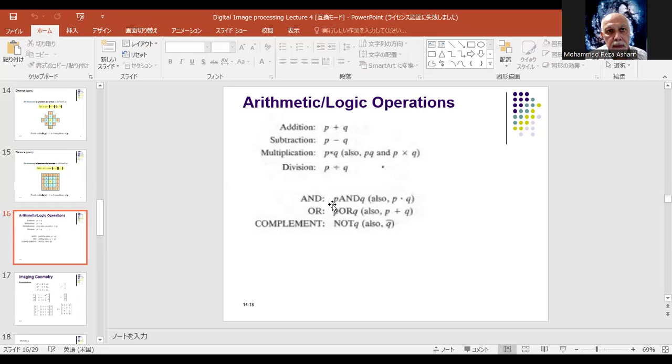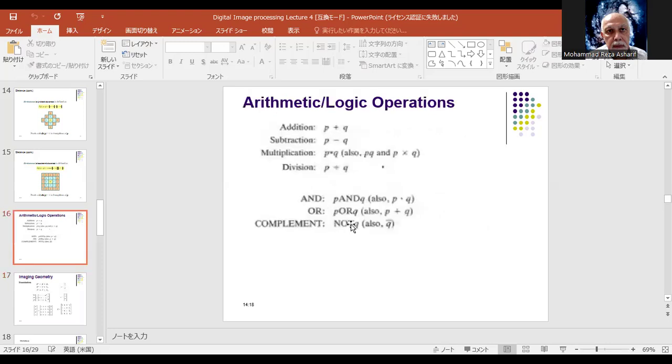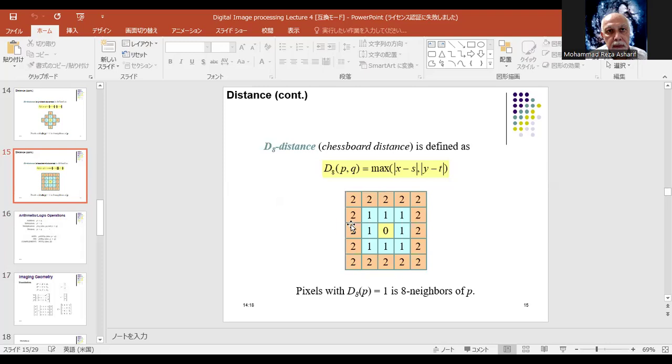Or you make a logical operation. For instance, P and Q, P or Q, or not Q, which is the complement. This kind of relation, and more on image geometry, I will discuss in the next lecture, which is number 7. But here I finish lecture number 6, and thank you very much. I stop here.